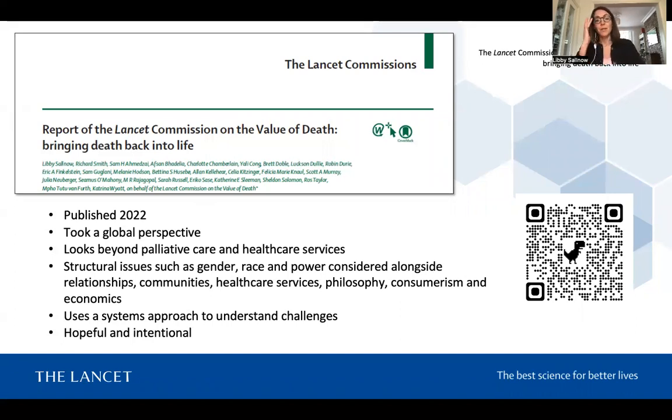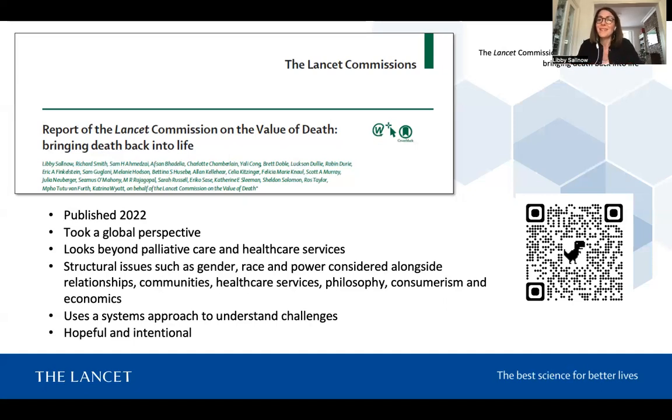We published it last March, and it takes a very clear, global, broad perspective. We did not want this to be a story of certain countries, high, low, or middle-income countries. It looks beyond palliative care and healthcare services. There was a palliative care commission published in 2017, so this goes beyond that. It wanted to look at death, dying and grieving as social issues, and so needing to understand structural issues like gender, race, and power, considered alongside relationships, communities, healthcare services, philosophy, religion, consumerism, and economics. So we had a really broad lens that we looked at death, dying, and grieving through.